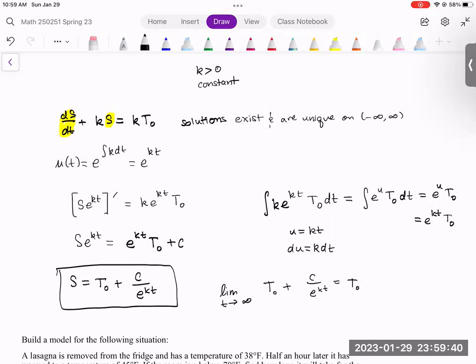Okay. Next, we're going to apply this to a specific example of lasagna heating on the counter.